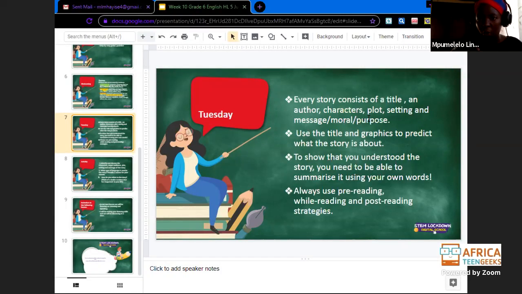Pre-reading means before you actually read the story. Give me an example of a pre-reading activity. What happens before you read a story? I just mentioned it a few minutes ago. So you have a book in front of you. So before reading, what do you do?